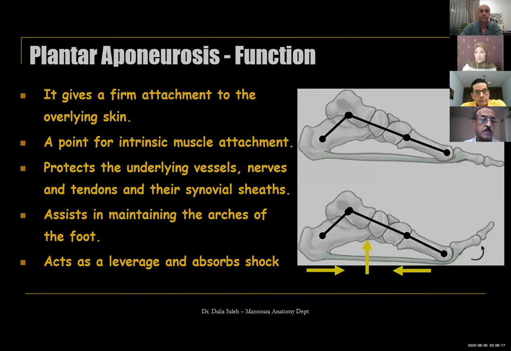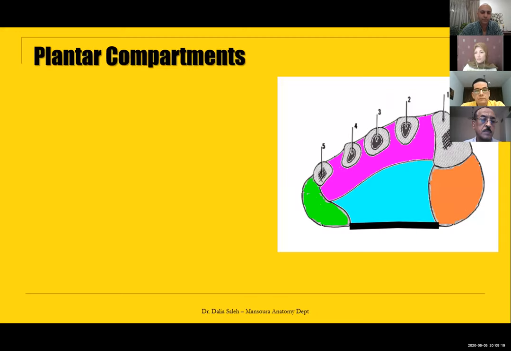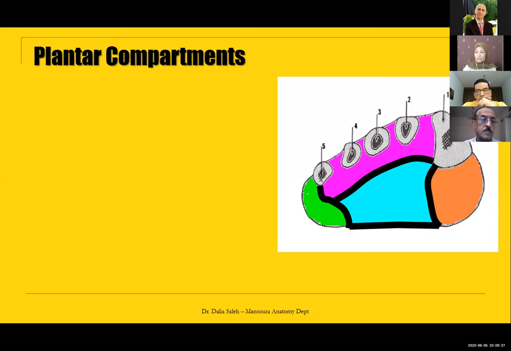At the same time, in this cross section, we can see that the plantar aponeurosis sends two septa: the medial intermuscular septum to the base of the first metatarsal bone, and also the lateral intermuscular septum to the undersurface of the fifth metatarsal bone. These septa, together with the interosseous fascia, divide the plantar aspect of the foot into compartments.